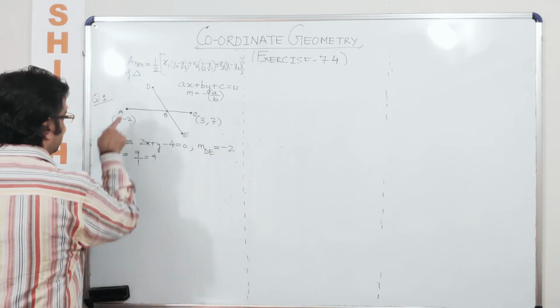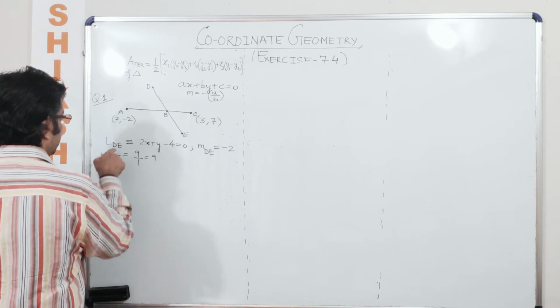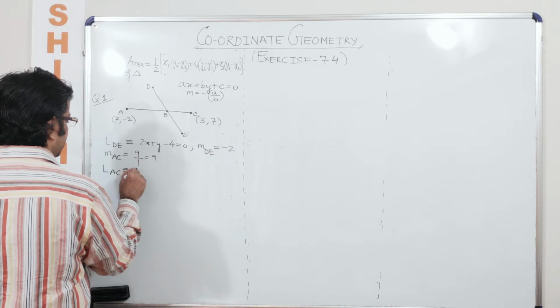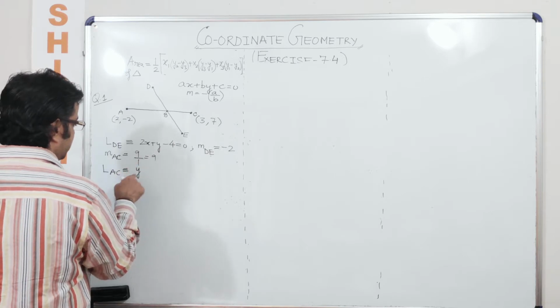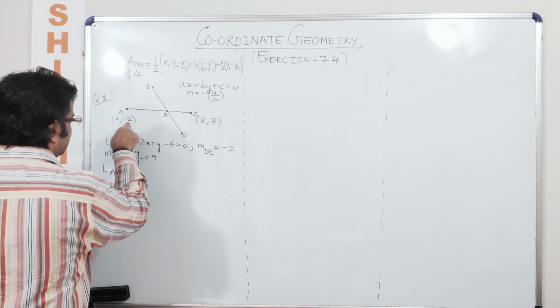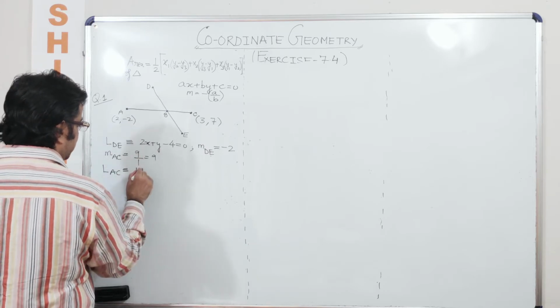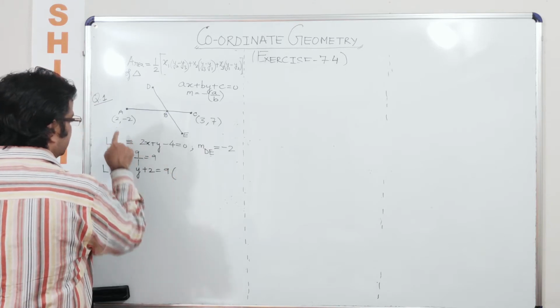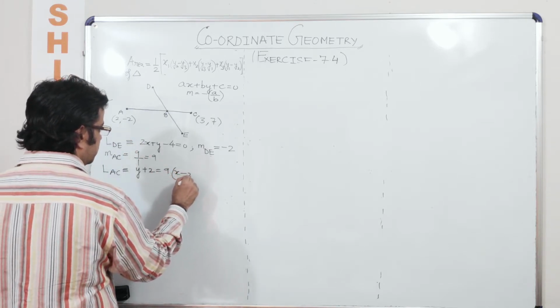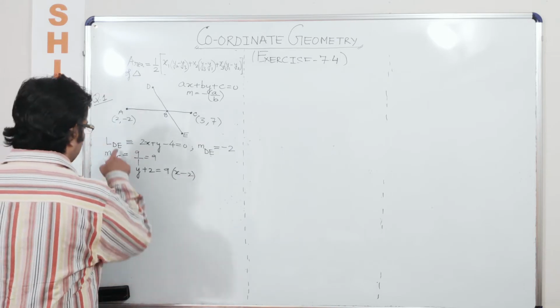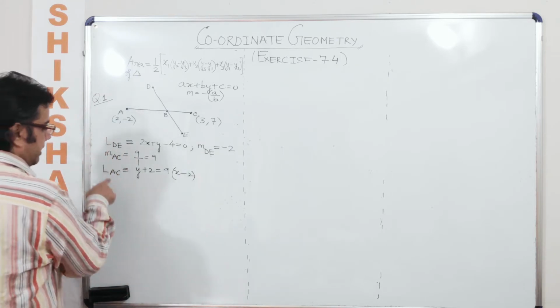Okay, now once I have the slope, can I write down the equation of the line AC, which is nothing but, if you have seen the videos, y minus y1, so y plus 2, is equal to m times x minus x1, which is x minus 2. Correct? So now these are 2 different equations that you have.